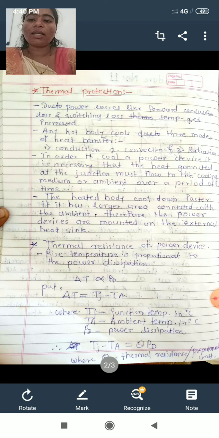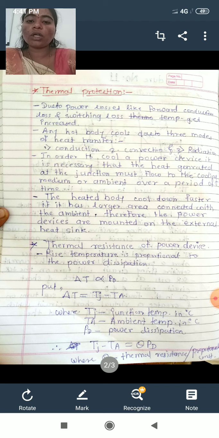As there is power dissipation or power loss, the temperature gets increased, and due to the increasing temperature, the device may get damaged. To protect this type of device, we have to reduce the heat. Then how will the heat be reduced?